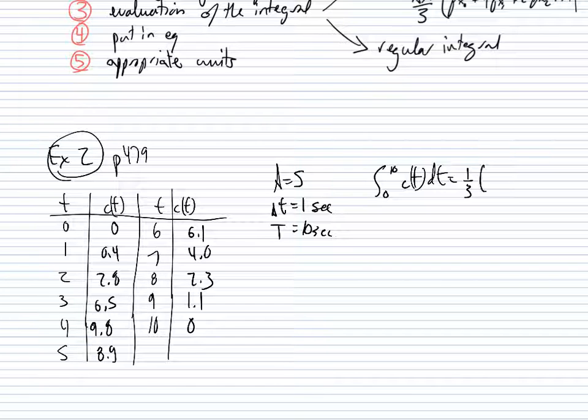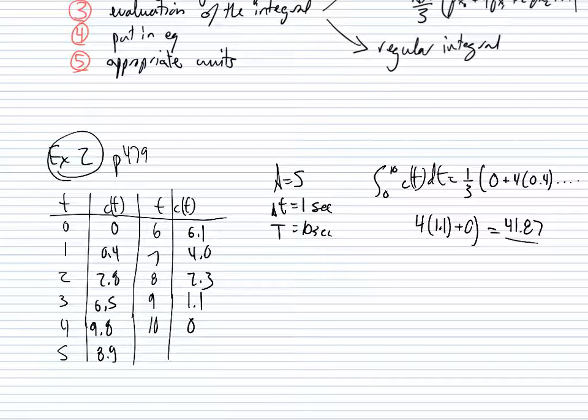So remember, Simpson's method is f of x0, so this is 0, plus 4 times f of x1, and f of x1 is 0.4, so 4 times 0.4, and so on until the very end, where you get 4 times f of x9, which is 1.1, plus f of x10, which is 0, and that gives you a total number of 41.87.